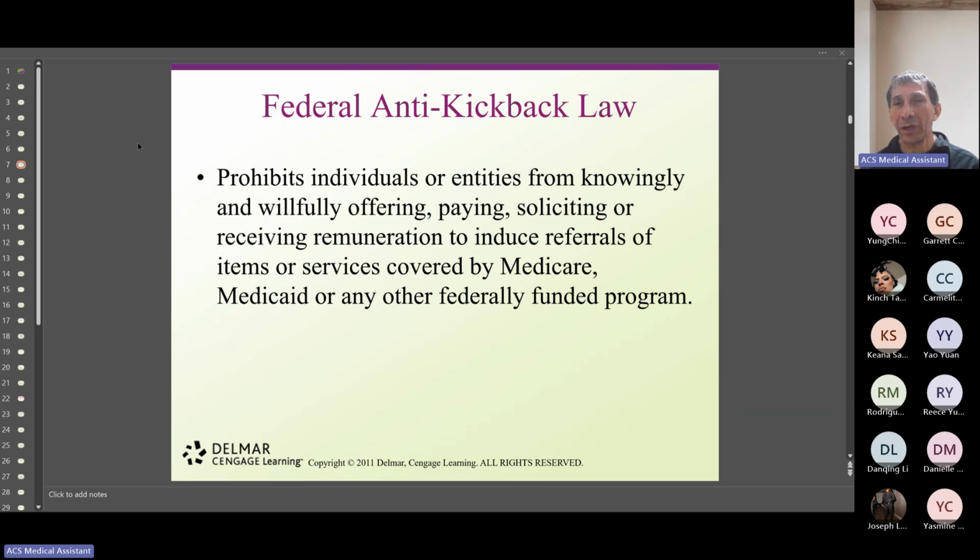So what exactly is this Federal Anti-Kickback Law? Well, let's read what it says right there, then I'll explain it in my own words. It prohibits individuals or entities, organizations, from knowingly and willfully offering, paying, soliciting, or receiving remuneration to induce referrals of items or services covered by Medicare, Medicaid, any of these governmental agencies.